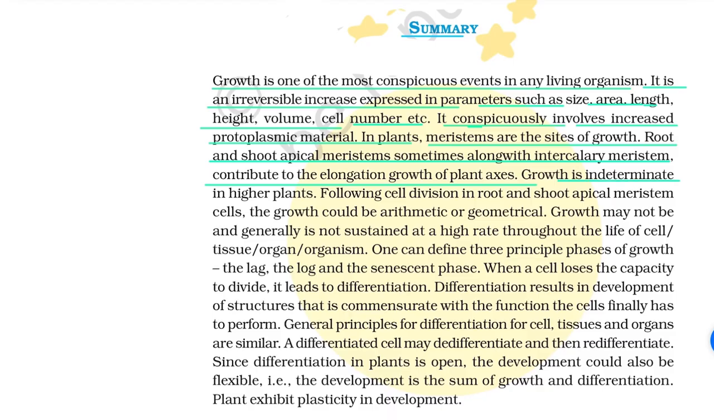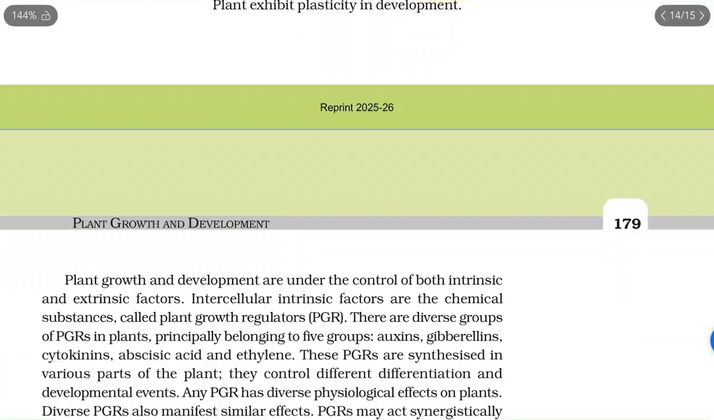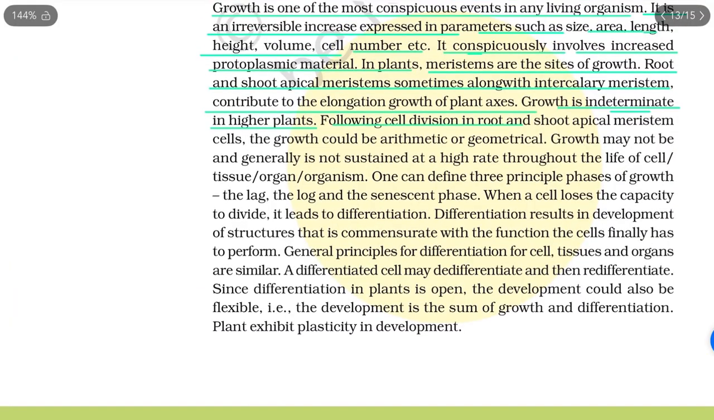Growth is indeterminate in higher plants following cell division in root and shoot apical meristem cells. The growth could be arithmetic or geometrical. Growth may not be and generally is not sustained at a higher rate throughout the life of a cell or tissue or organ or organism. One can define three principal phases of growth: the lag, the log, and the senescence phase.